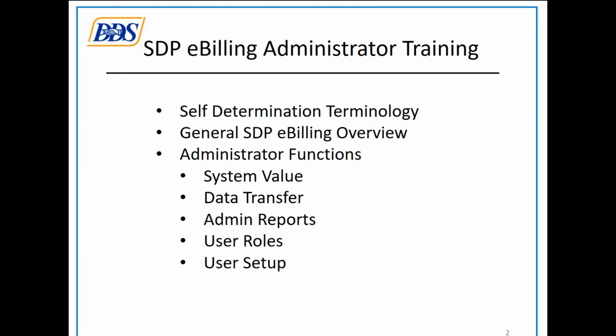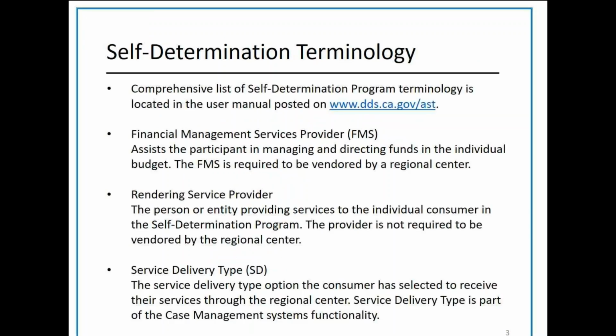So one of the goals when we modified eBilling to accommodate self-determination is to make it very similar to traditional eBilling. So a lot of this will seem familiar if you're already an RC administrator. It'll just be slightly different. And I'm going to say now, when you access self-determination eBilling, you go to the same website that you currently go to for traditional eBilling, but you will be given a unique self-determination program user ID, and that's how the system knows to log you into the self-determination module and not the traditional eBilling module.